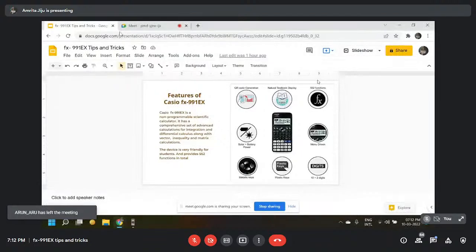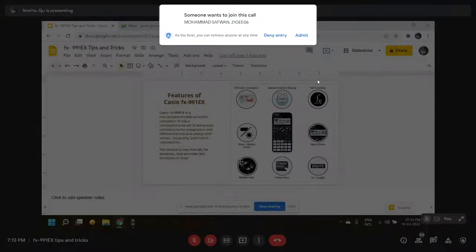In all universities, they prefer us to bring a non-programmable scientific calculator rather than a programmable one. The reason behind this is a non-programmable calculator has predefined functions, and you can actually use the functions that are already inside the calculator. While in a programmable calculator, we can actually store different kinds of functions or maybe numerical data, etc. So that's the basic difference between programmable and non-programmable calculators.